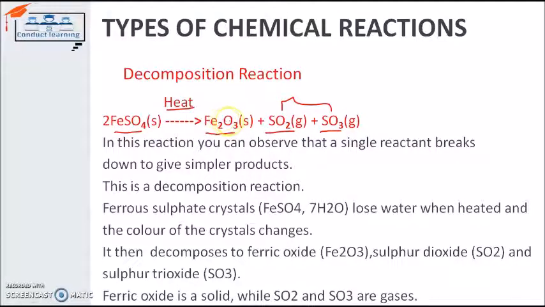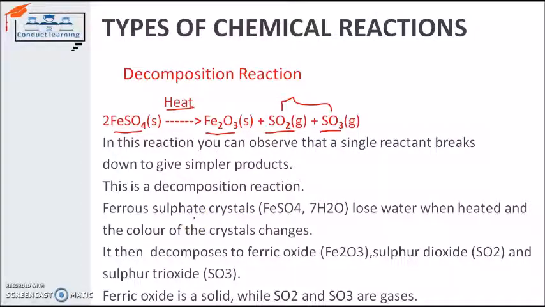So this is basically how the decomposition reaction happens. When a single substance breaks down into different substances on the product side of a chemical equation, this is known as a decomposition reaction. It is also written there. In this section you can observe that a single reactant breaks down into simpler products, as you can see there. This is known as a decomposition reaction.